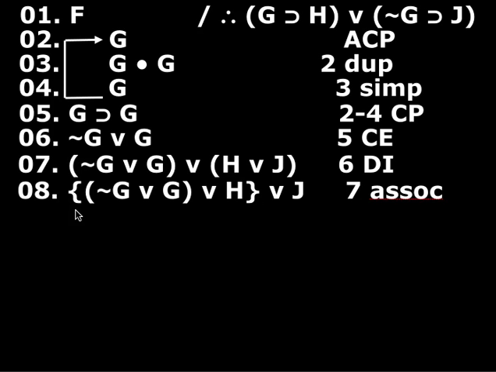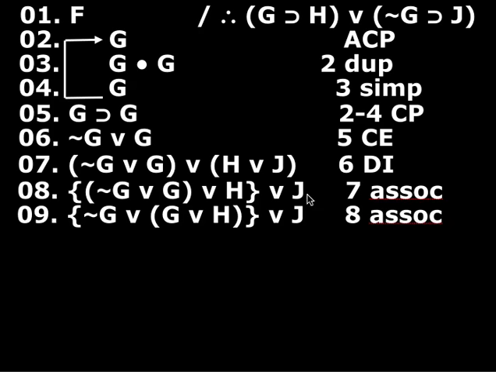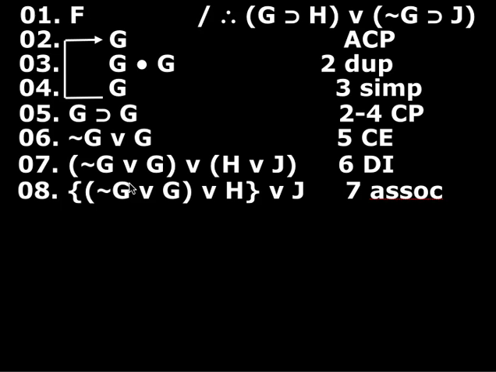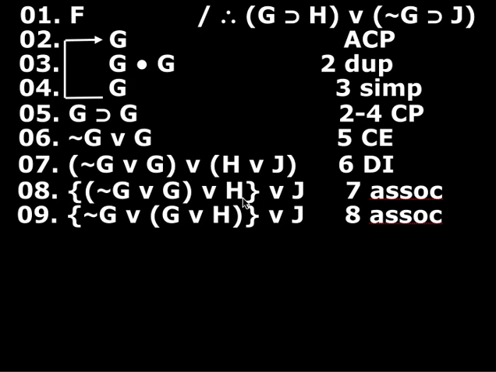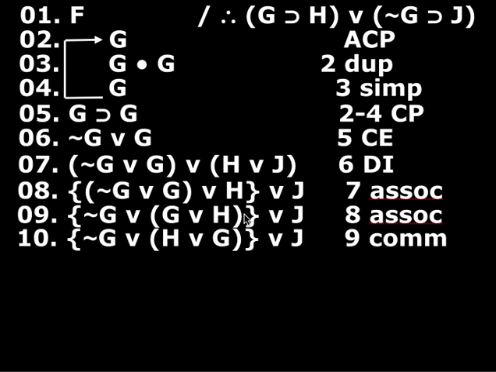So I've associated the first 2 and left the last one out by itself this time. Okay, next. I'm going to use association again just for this middle part. So let's go back up here. Let's look just at this chunk. It's 3 disjuncts, not G, G, and H. I'm going to move these parentheses to the right and associate the G with the H. Boom. Okay.